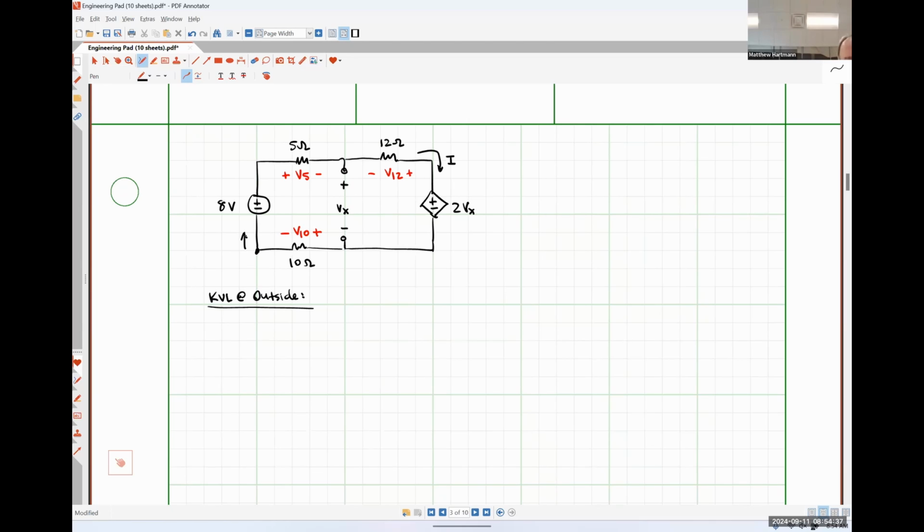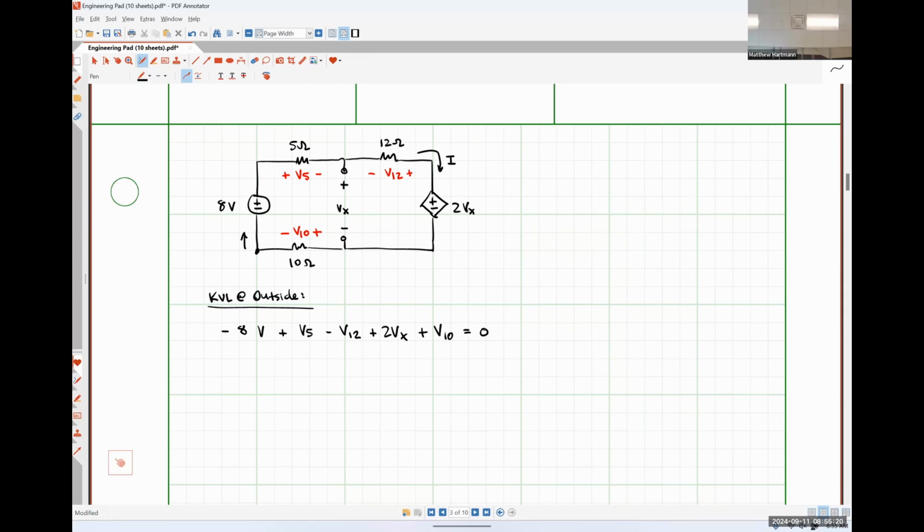-8 volts. Okay. What do we see next? Positive V5. What's next? After that? And then after that? Positive V10. And we set this equal to 0, right? So we started and ended at the same node. So our path is closed. Okay.